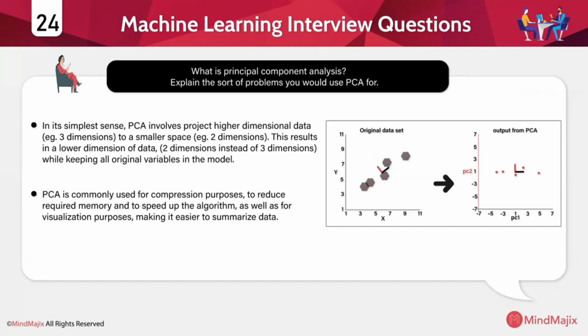In simple terms, PCA involves projecting higher dimensional data, for example three-dimensional or four-dimensional data, to a smaller space of two dimensions or one dimension. This results in lower dimensional data, around two dimensions instead of three. So we transform from three dimensions to two dimensions while keeping all the original variables in the model. PCA is commonly used for compression, to reduce the required memory and speed up the algorithm, as well as for visualization purposes.